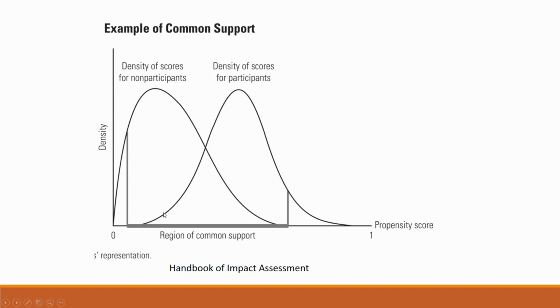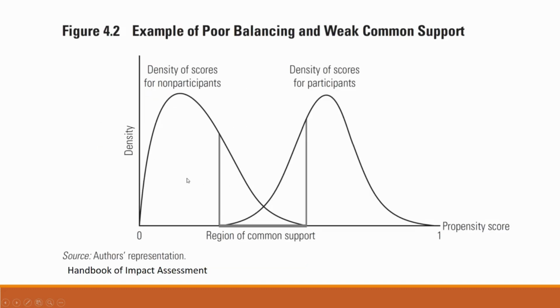You can match the people that have a propensity score of 0.3 in the treatment group to people that have a propensity score of 0.3 in the control group. All right, so this is a good example of strong common support. If you saw this, you would have strong evidence that the common support assumption holds.